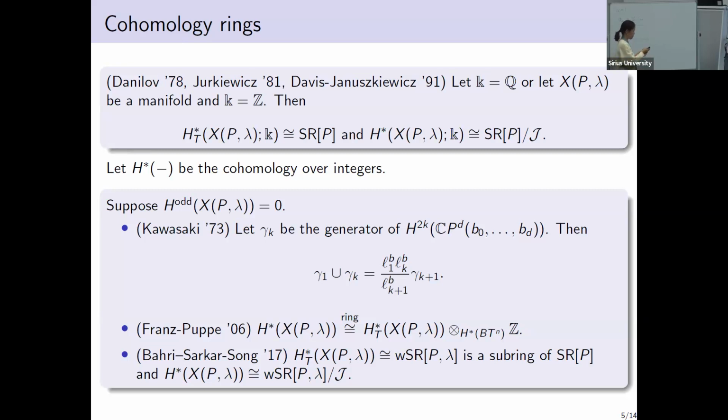So the question here is, although we can define a weighted Stanley-Reisner ring given a pair P and lambda, it is not known what the generators and relations for this ring are, except for a few examples.